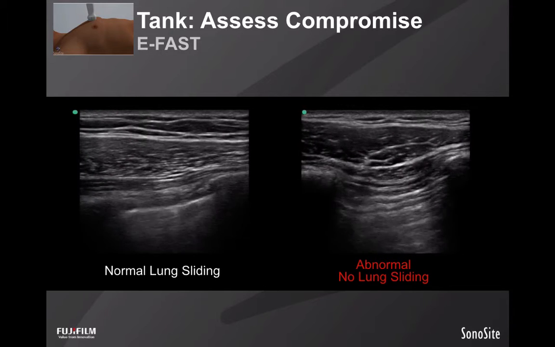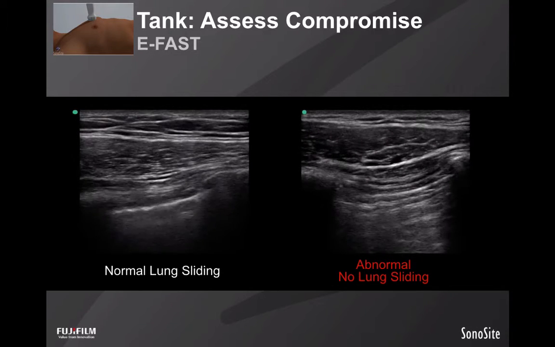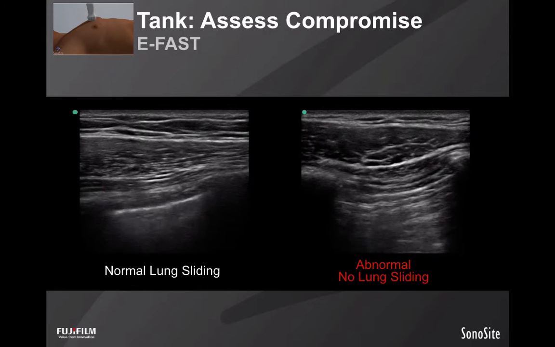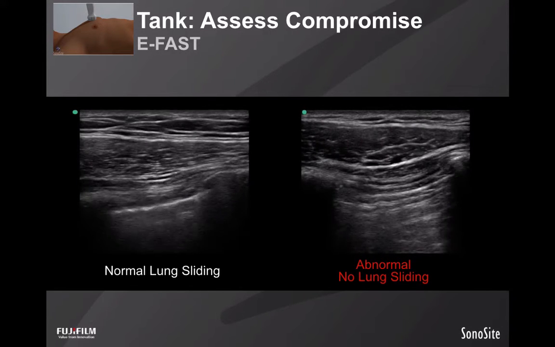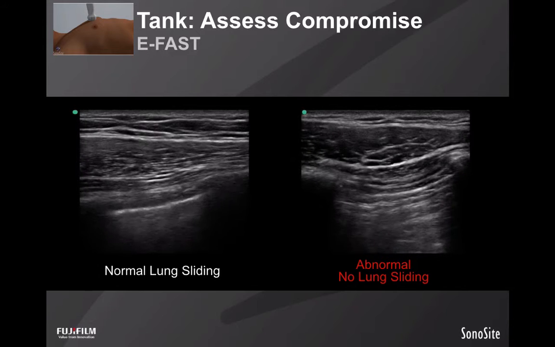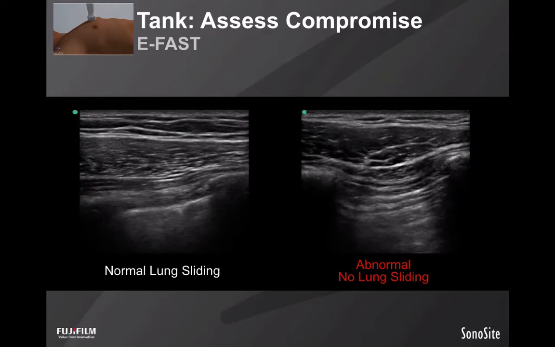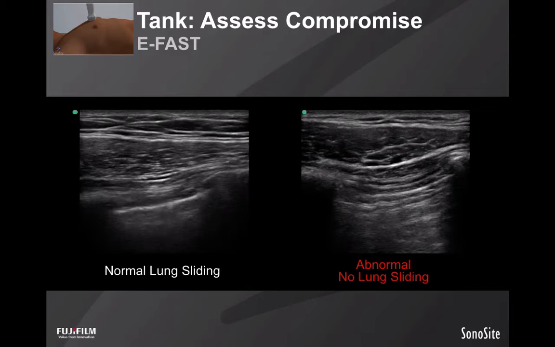Normal lung sliding occurs when opposed pleural surfaces appear to slide against one another during respiration, resulting in a shimmering effect, as in the example on the left. In the presence of pneumothorax, the pleura are no longer opposed, and this sliding will disappear.